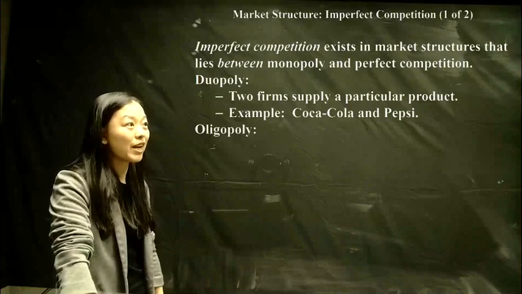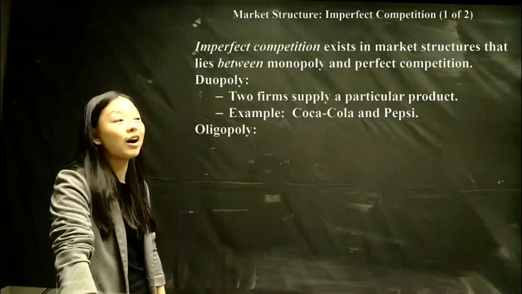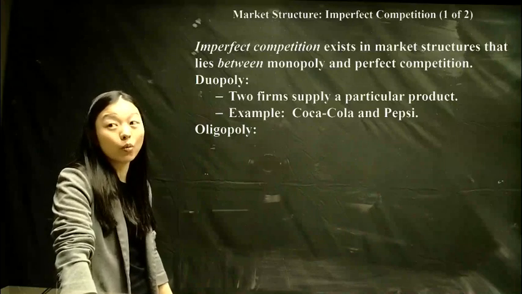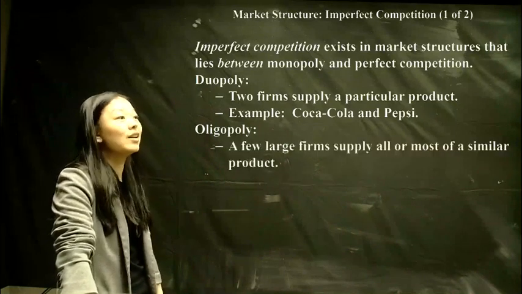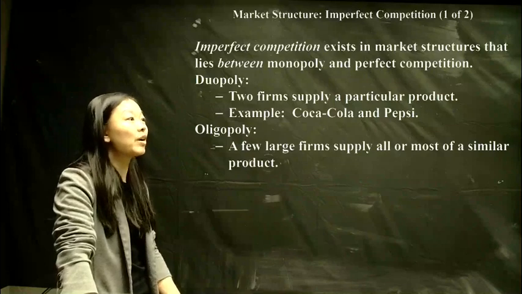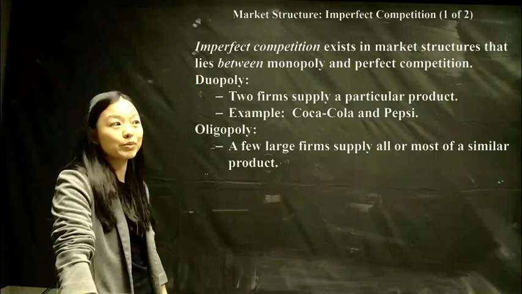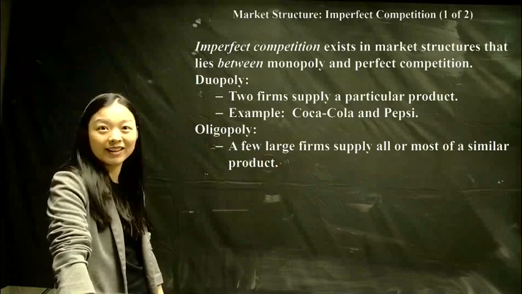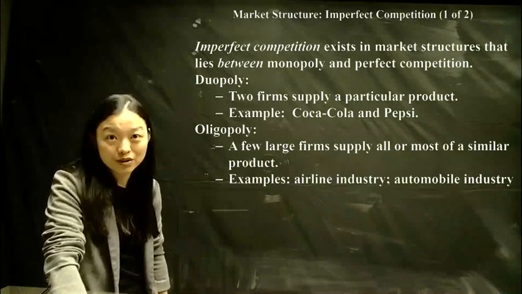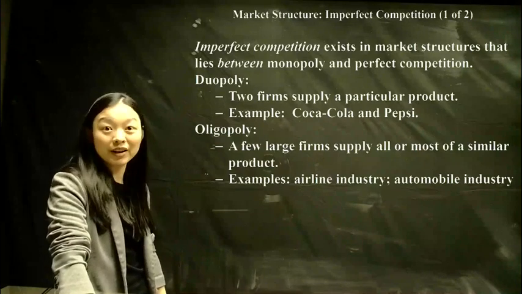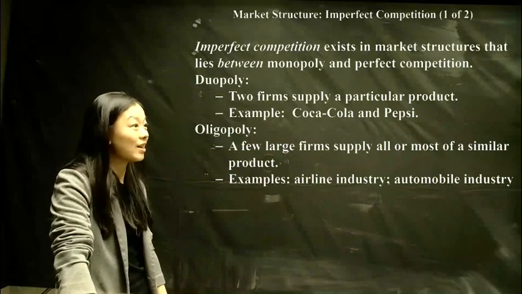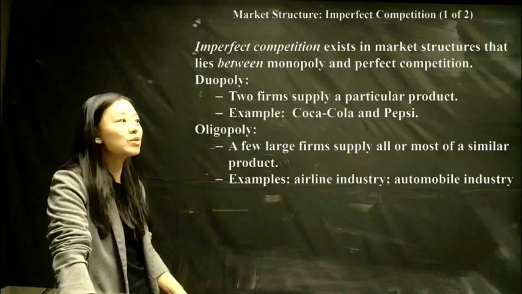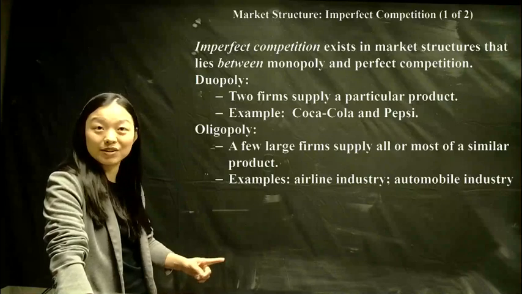There is another type of imperfect competition, which is oligopoly. Oligopoly means there are several firms, not only two or one, okay? A few large firms supply all or most of a similar product. Think about an example of oligopoly, like the airline industry, okay? We see American Airlines, United Airlines, Southwest Airlines. Those companies supply almost most of the flights, right?